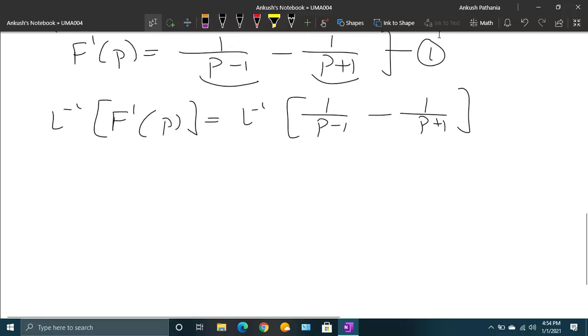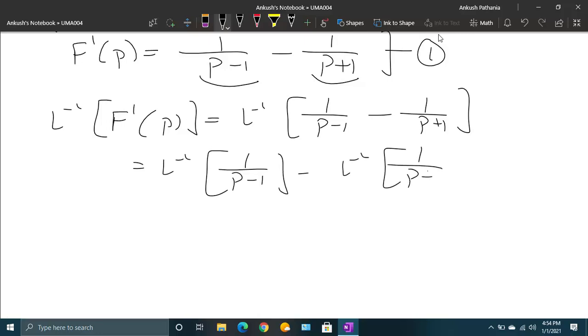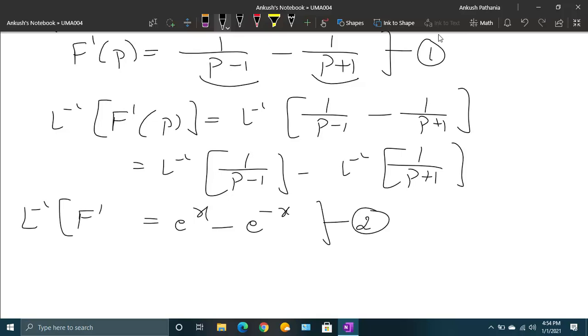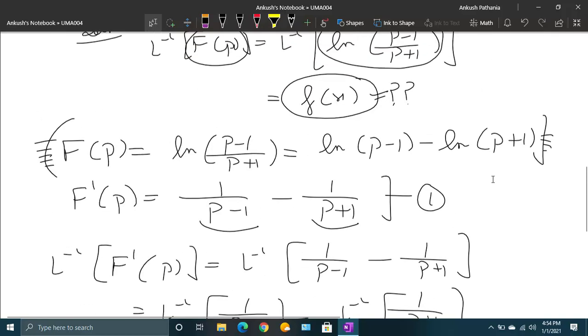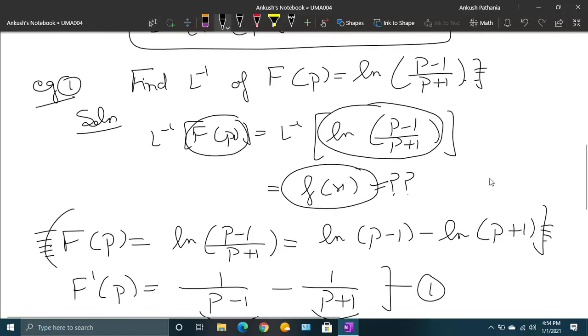So when you solve this, this is Laplace inverse of 1 upon p minus 1, minus Laplace inverse of 1 upon p plus 1. So this becomes e raised to power x minus e raised to power minus x. So here this is your equation number 2, and here what you got is the Laplace inverse of F'(p). But we need the Laplace inverse of F(p), that is f(x). We need to find f(x), which is equal to the Laplace inverse of F(p).